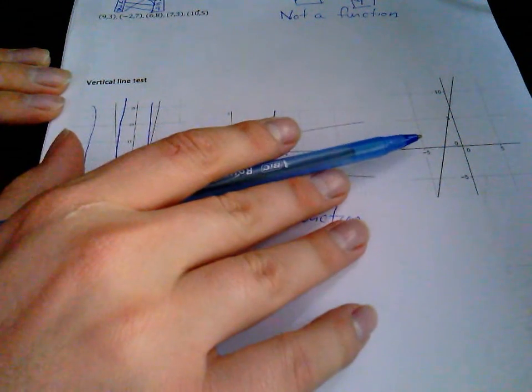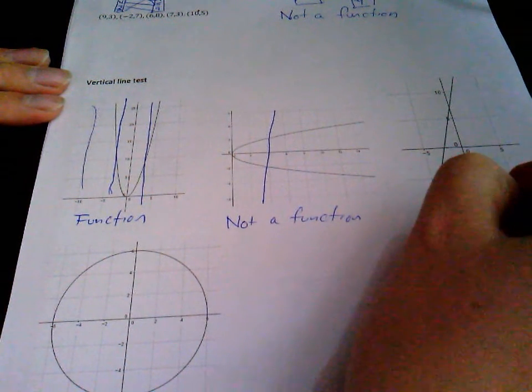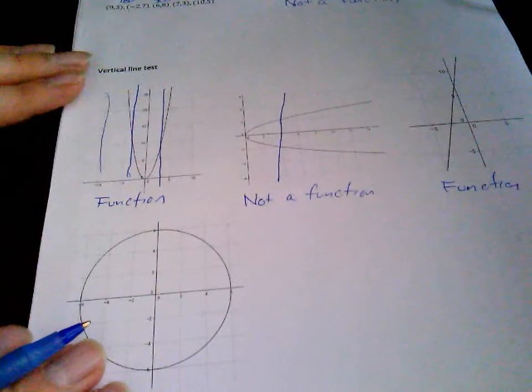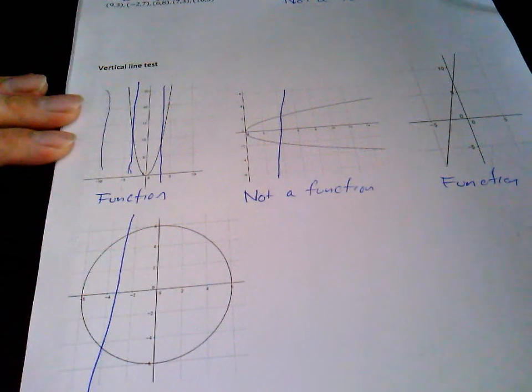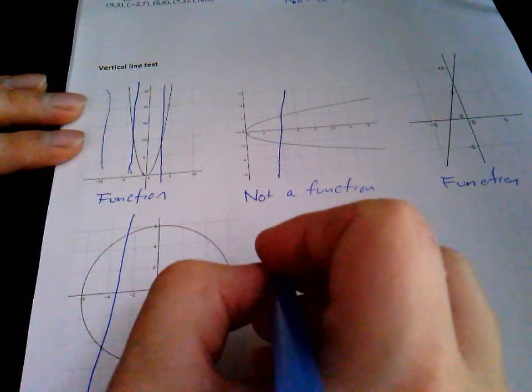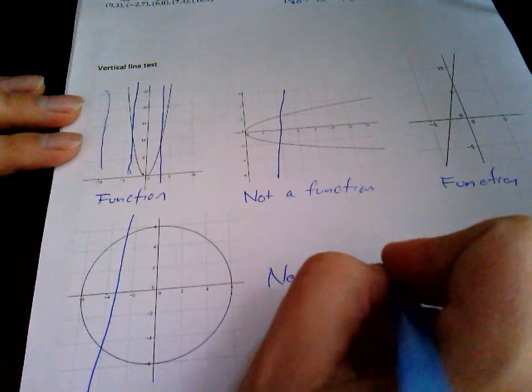Then you've got your straight line. This is a function because there's, once again, not a spot. And what about the circle? Well, once again, I could draw one right there. It goes through once, twice, so not a function. That's how you can tell whether something is a function or not.